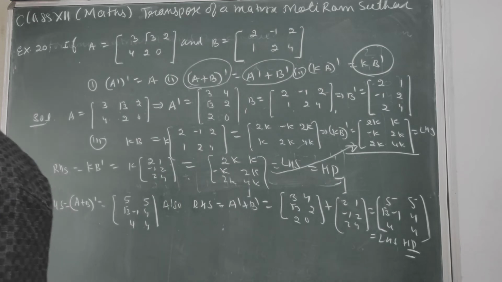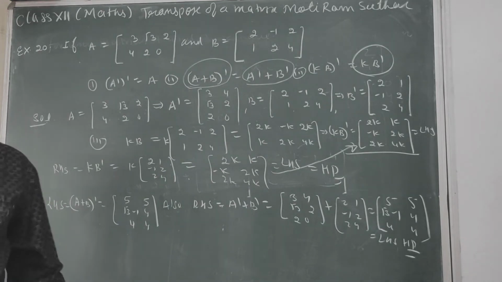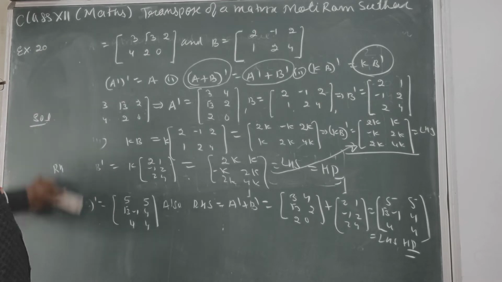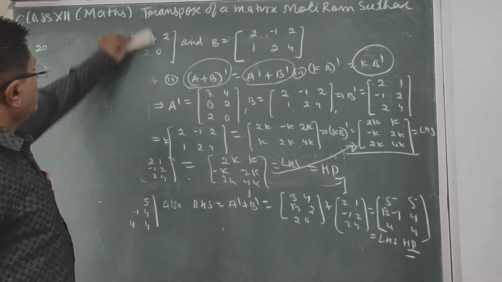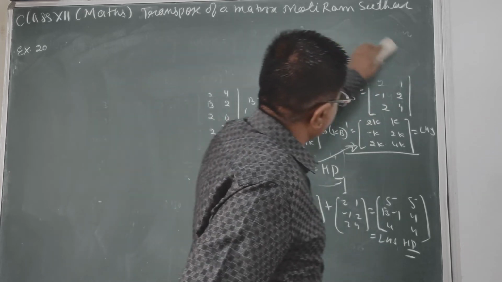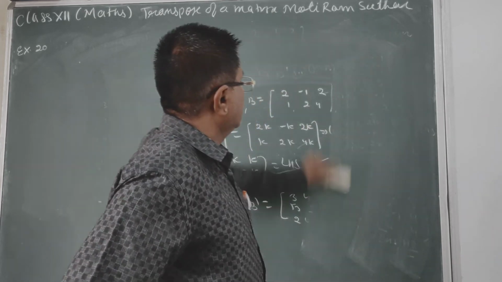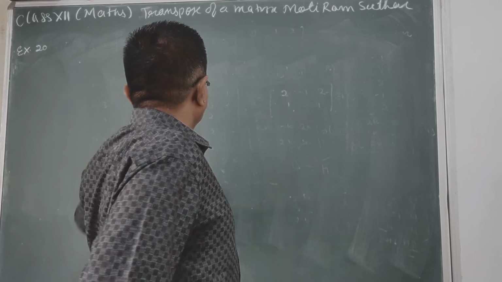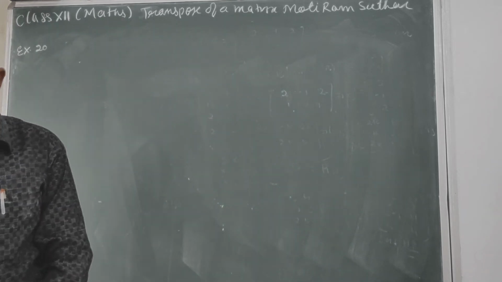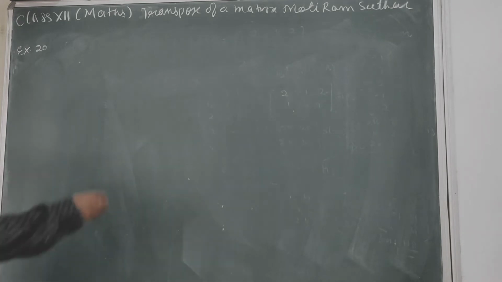Now one more example, example 21. This is also related to this one. This property we prove with the help of example, but this is very important. It is given in the form of product matrix. So you can see it is here in this. Example 21.